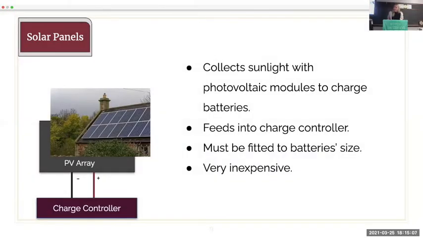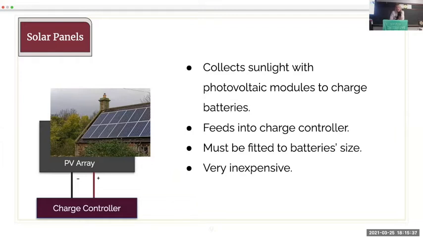Okay, so we're starting with solar panels. I think pretty much everybody knows what a solar panel looks like. It collects the sun with little photovoltaic modules, and it has a cute little electrochemical reaction that goes on. I think essentially it strips the electrons and then turns those into electricity, and it charges your batteries. But before it goes in your batteries, it has to go through the charge controller, and I'll tell you what the charge controller does in a second.